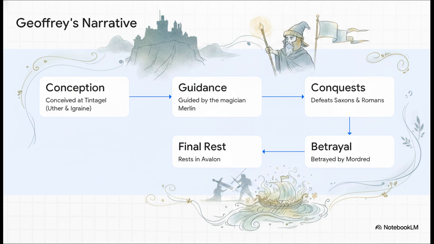With his book, The History of the Kings of Britain, Geoffrey grabs the Welsh monster hunter and the British warlord and elevates him to the grandest possible stage. He maps out the narrative we all recognize today: Arthur's conception at Tintagel, the wizard Merlin as his guide, and an Arthur who doesn't just defeat the Saxons but conquers a vast empire, even taking on the Romans. He also introduces the betrayal by Mordred and Arthur's final rest in the magical Isle of Avalon.